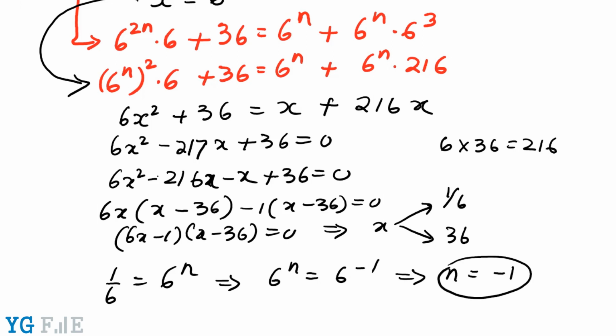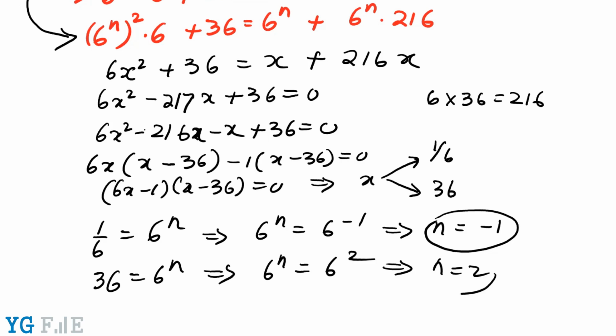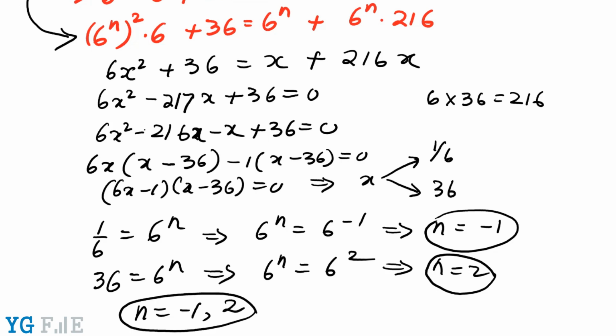The next one is 36. So we will write 36 is equal to 6 to the power of n. Now convert 36 to base 6, it becomes 6 to the power n is 6 square. So what does it give? We get n is equal to 2. So we actually got two answers, n equal to minus 1 and n is equal to 2. So we have been able to solve a complicated equation.